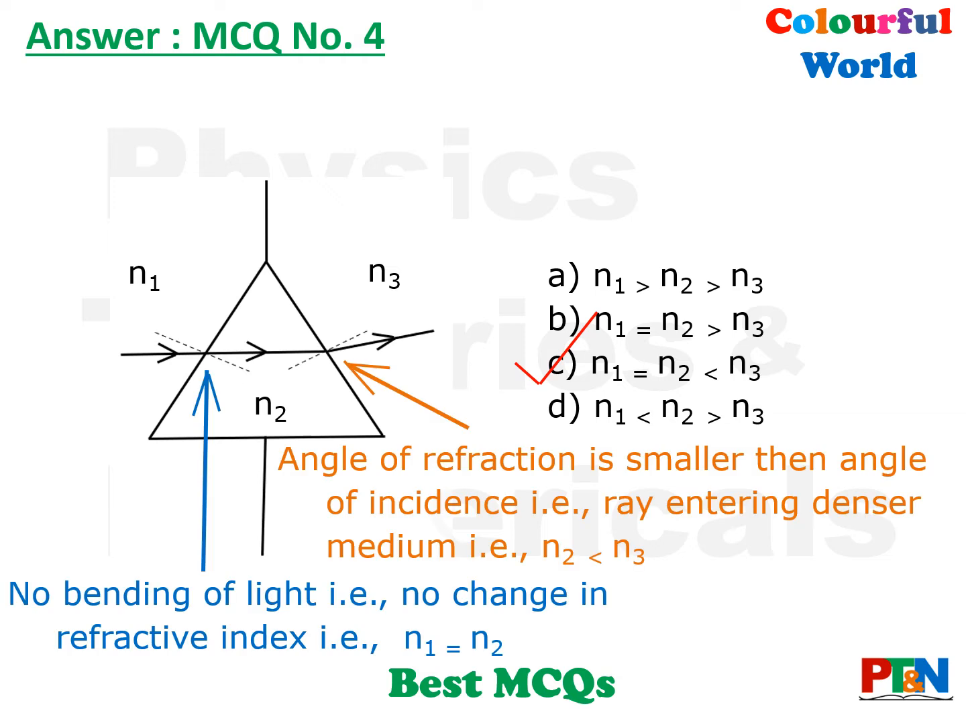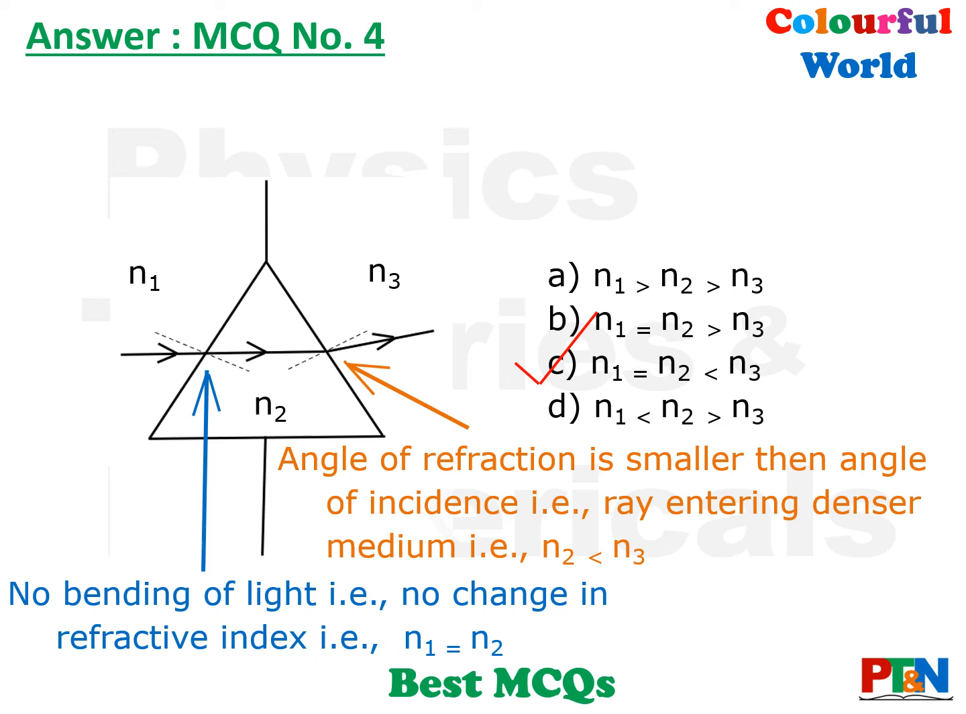Look at the first refraction between N1 and N2. There is no deviation in the ray. That means these two refractive indexes are same. So N1 is equal to N2.